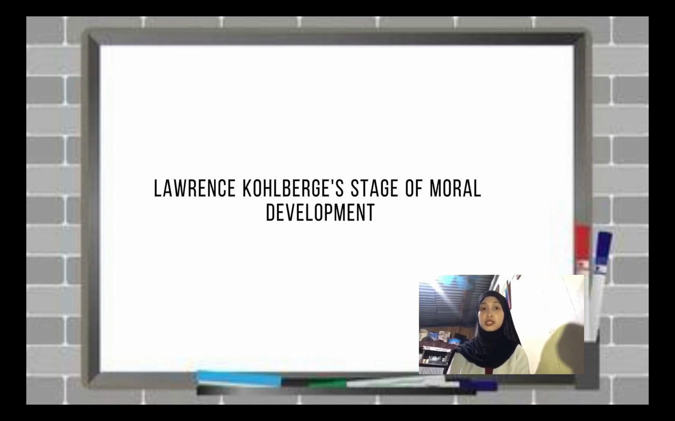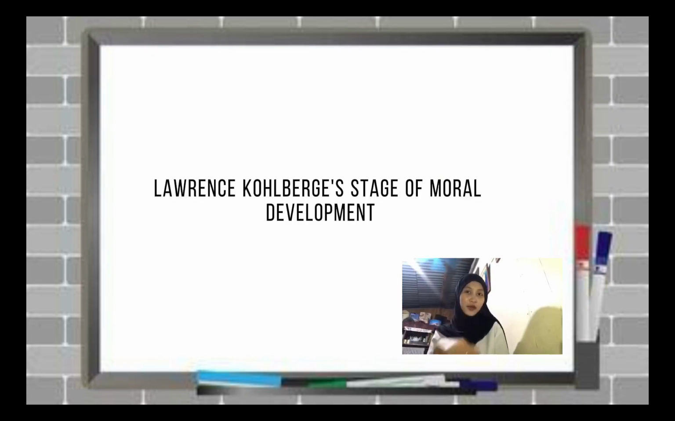Post-conventional level, which few adults reach. Stage 5, social contract and individual rights. The person understands that laws are important but can be changed for the good of society. Stage 6, universal principles. Moral reasoning is based on personal principles of justice, equality, and human rights, even if they go against the law.